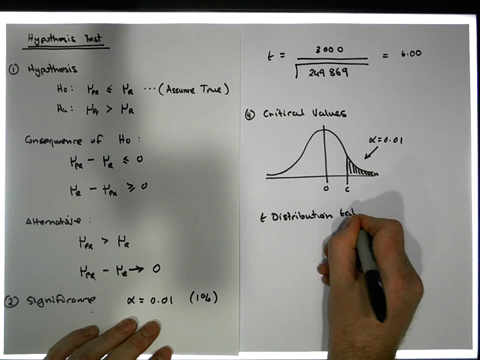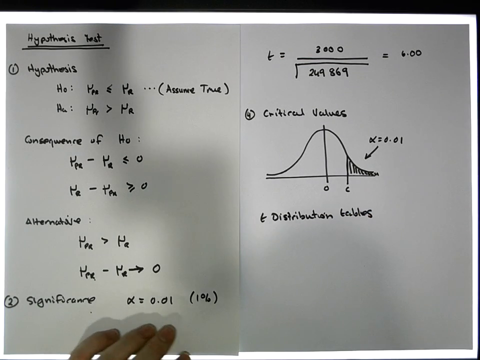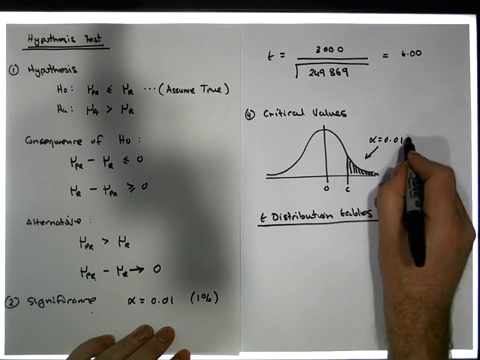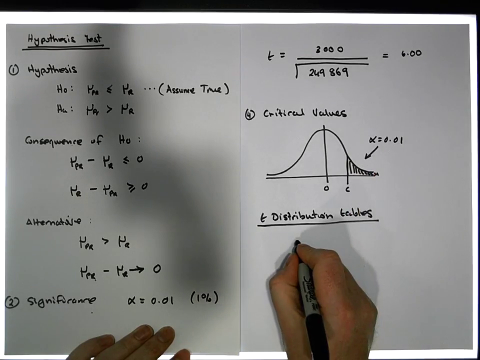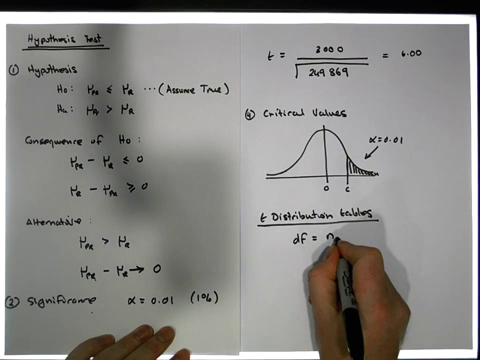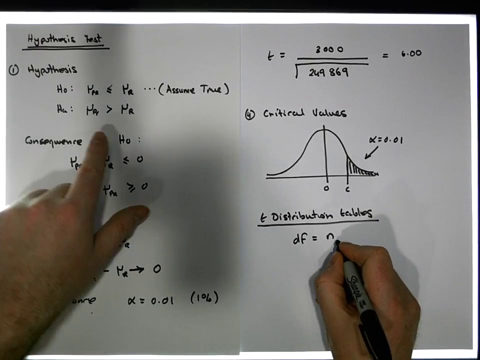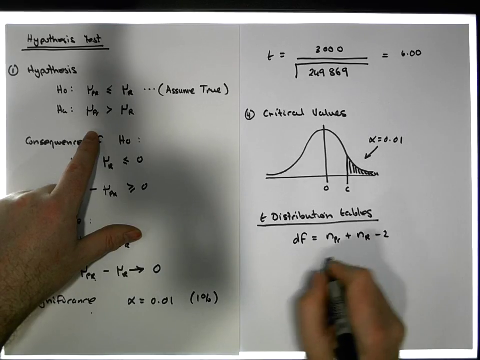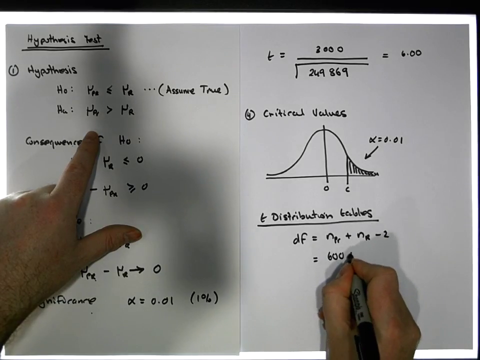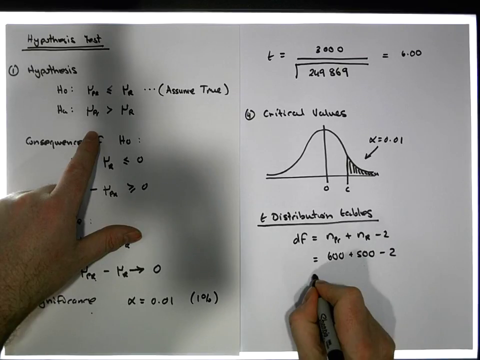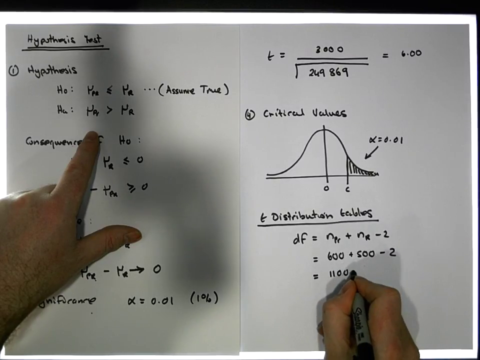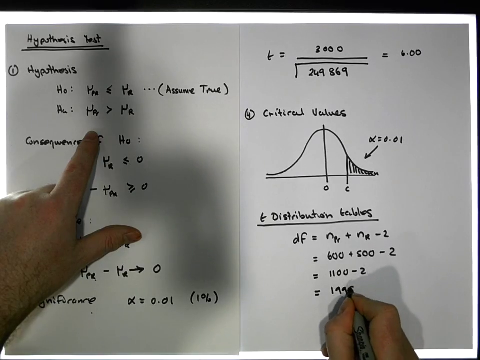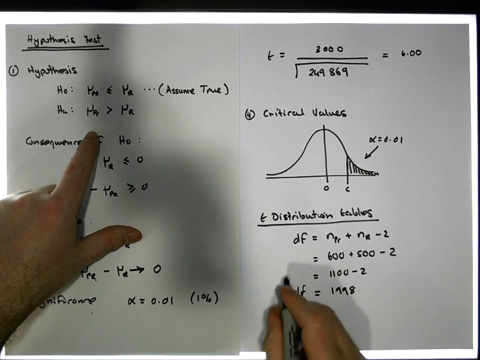Don't forget what we need is our degrees of freedom. We need to know the area in the right hand tail, which is 0.01, and we also need our degrees of freedom. Our degrees of freedom is n1, the size of the sample for Prime Land, plus the size of the sample for Rockland, minus 2, which is 600 plus 500, minus 2, which is 1100 minus 2, which is equal to 1998.